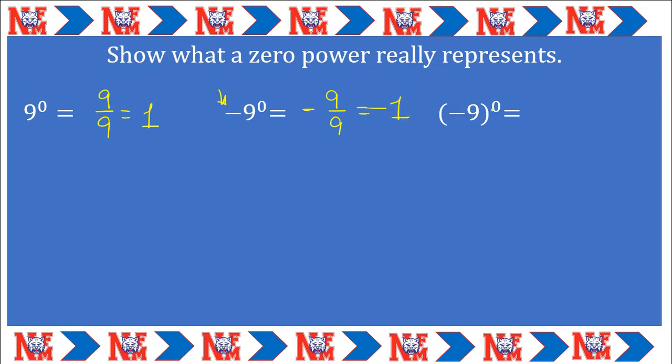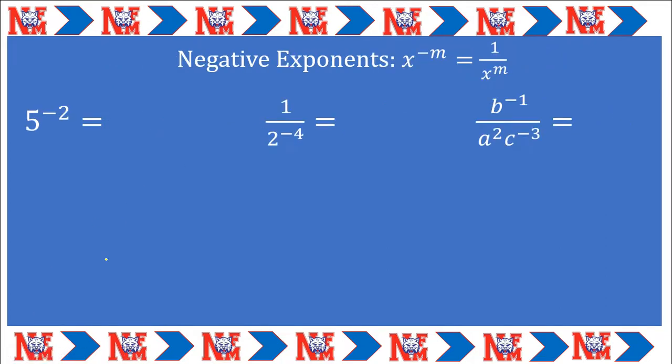In this case, 0 is the power to both the negative and the 9, so my base is -9, and so this gives us positive 1. So be careful when we have parentheses and when we do not.